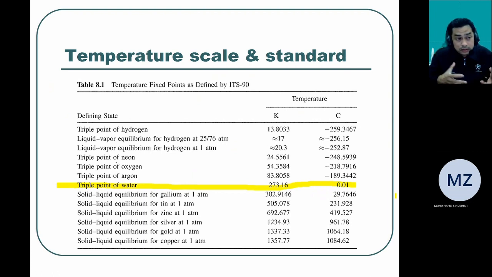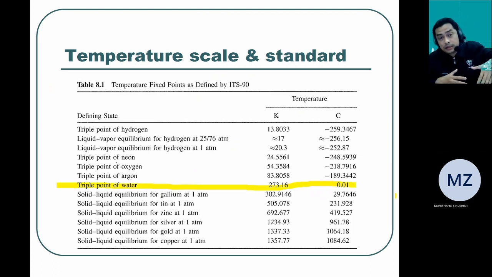So the triple point of water is easy to create, which is you just take an ice out from the fridge, the freezer, and put it in a glass of water. So at that time, you will have three phases of water, which is a solid phase, liquid phase, and also gas phase. So that one will have a temperature of 0.01 degrees Celsius or 273.16 Kelvin.